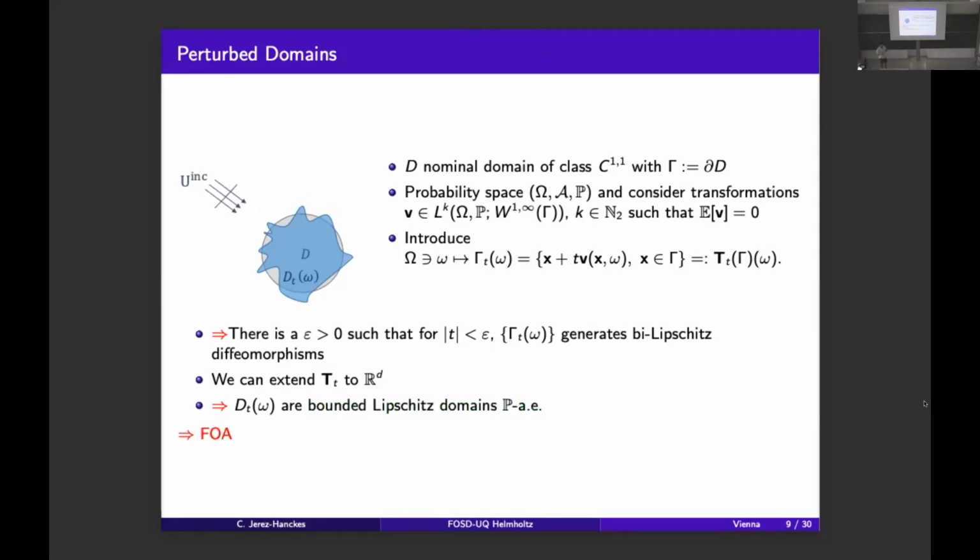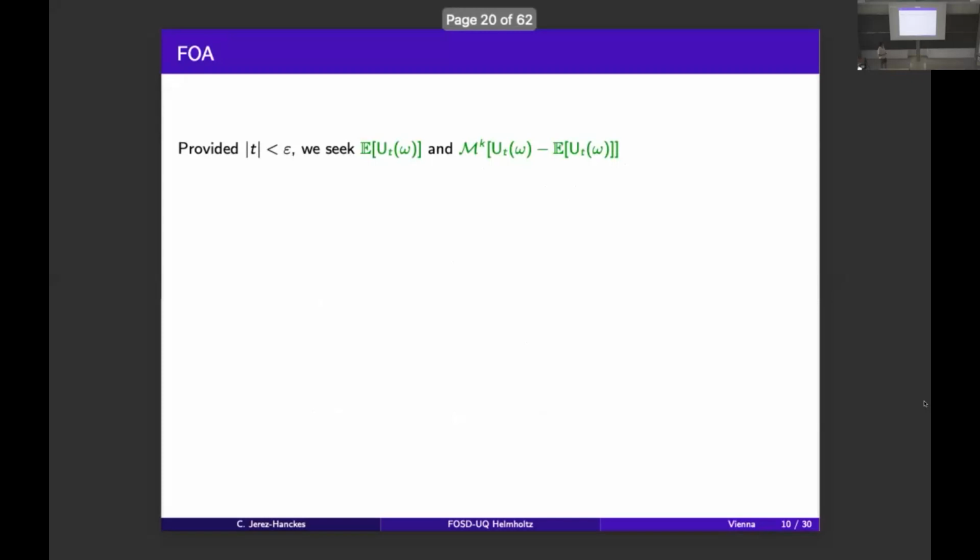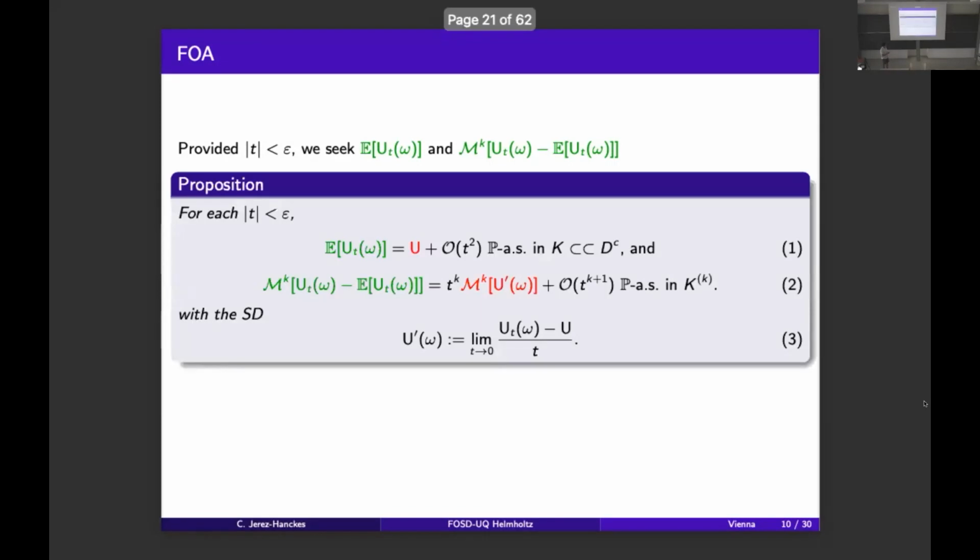And then now you conduct your first order analysis. Provided that your t is within this tube of epsilon, so smaller than epsilon, then we seek our expectations and variances for this problem. And you know that for each t in this realm, the expectation of a field is going to be, let's say, the nominal field, so the field solved on the nominal domain, plus something of order t squared, almost everywhere, for each compact within the unbounded domain.